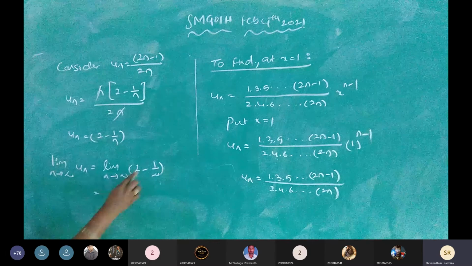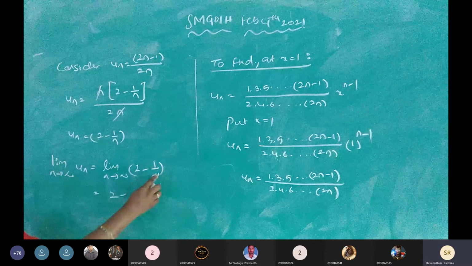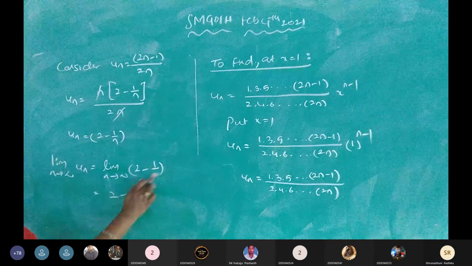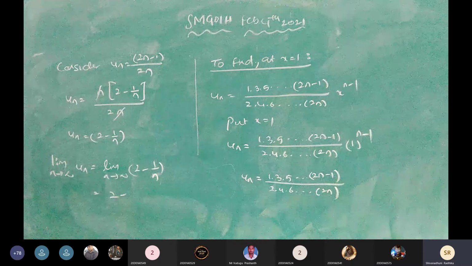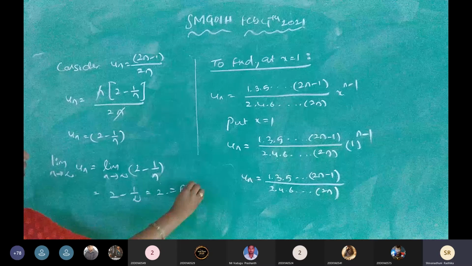So here 2 is a constant, minus 1 by infinity is 0. Okay, 1 by infinity is 0. So that equals 2, which is a finite value. Now, summation un is convergent at x equals to 1. Is it clear? Now, the total solution I am going to write here.